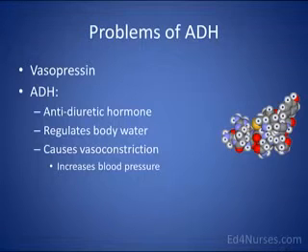So ADH is anti-diuretic hormone. I think this is one of the reasons why we get a little bit confused with it, because it's kind of a double negative, or it's kind of a negative thing we're talking about. So when a patient has anti-diuretic hormone, the patient's not diuresing. So it controls body water.